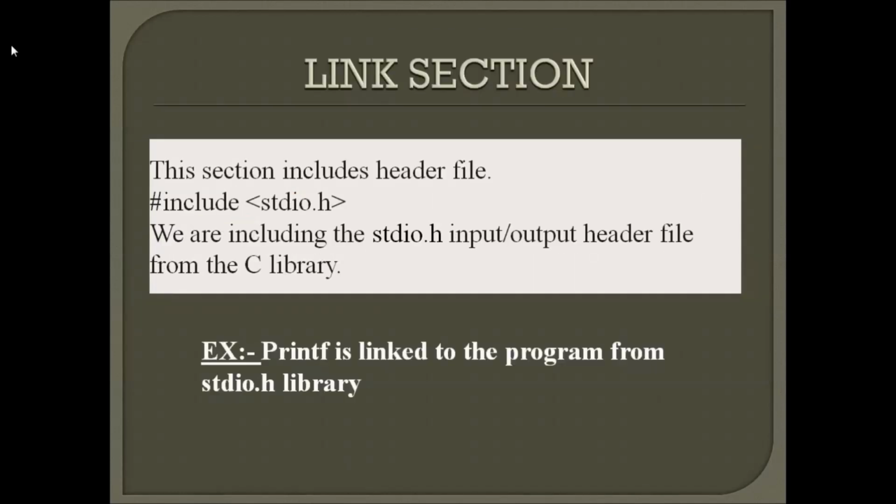The second section is the link section. This section includes header files that are mainly needed for the program. In our program, you can see here, I included the header file stdio.h. This is the input and output header file. Mainly it can be fetched from the C library. You have to use stdio.h mainly for input and output. You know that in this program I used the printf statement, right? The printf statement is a library function that is present in the stdio.h library.